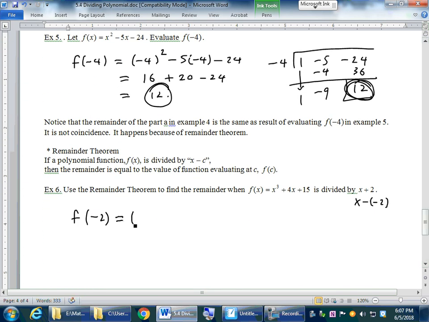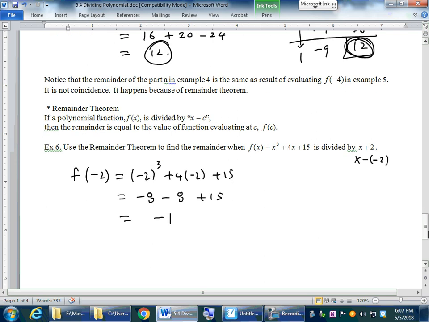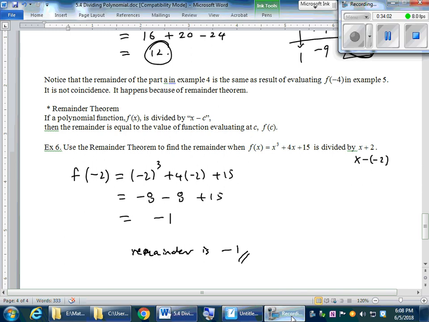So which will be negative 2 to the third power plus 4 times negative 2 plus 15. So that will be negative 8 minus 8 plus 15, which is going to be negative 1. So therefore, I know that my remainder for this will be negative 1. Remainder is negative 1 by using the remainder theorem. And this concludes this section.